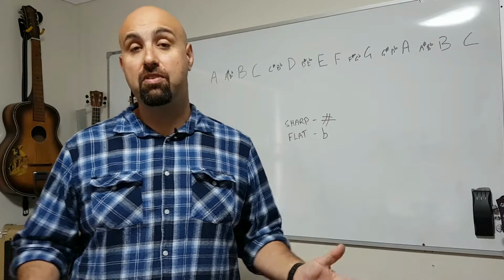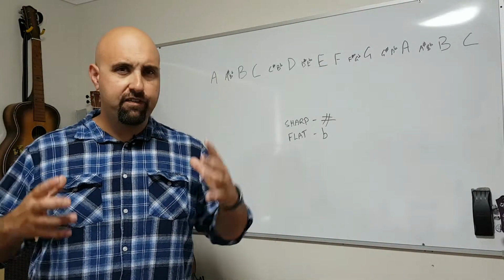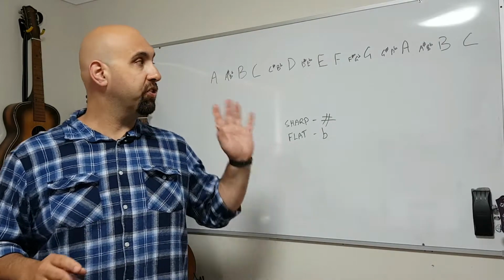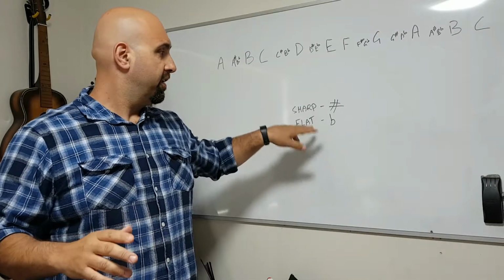To do that, we need to learn the musical alphabet, and we need to place it on the guitar and have a visual sense of what everything is. So to do that, we're going to walk through the musical alphabet, which is simply A to G, but I'll explain more in depth. Now, sharps and flats.